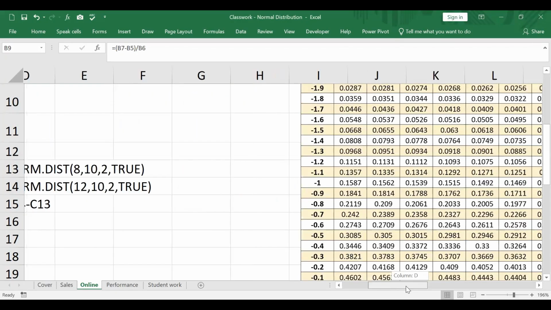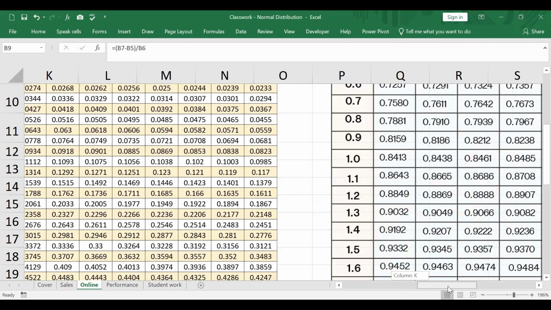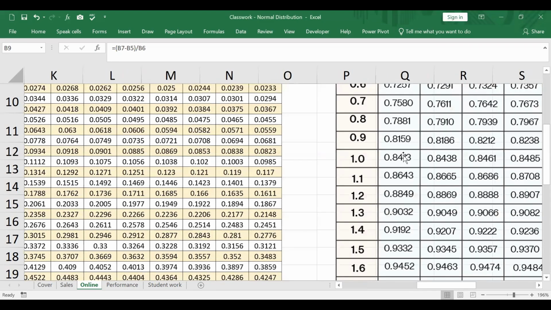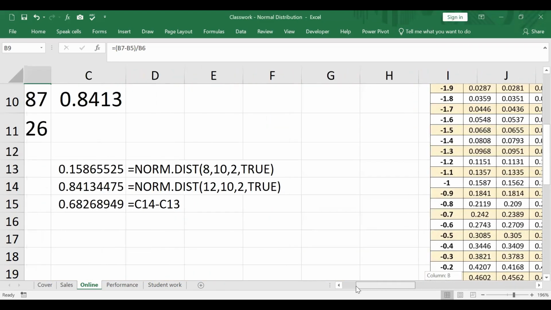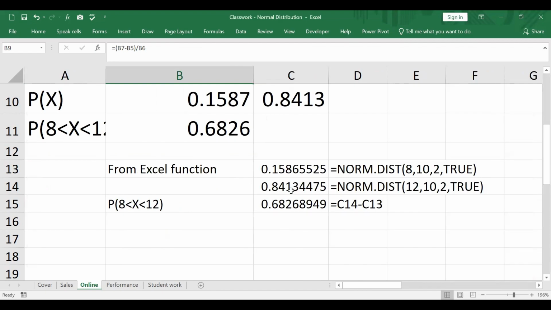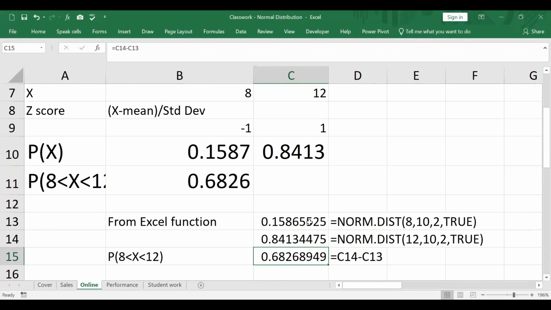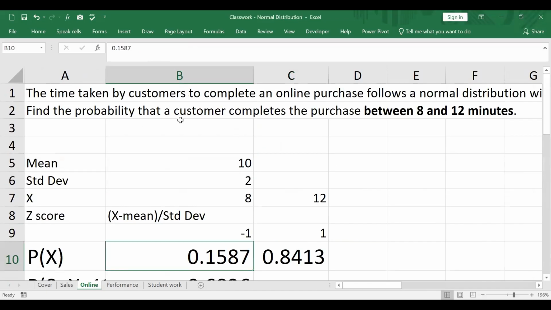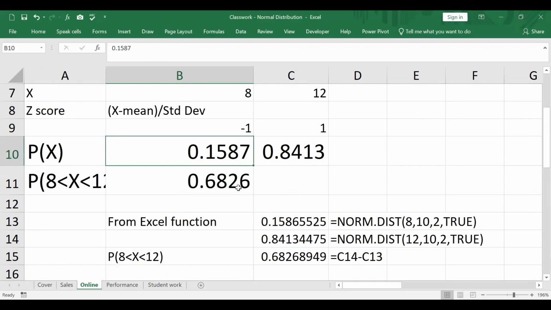1587. For plus 1 is another table, that is 8413. So use that also, 8413. So the difference between 8413 and 1587 comes to 0.6826. So the probability that this customer completes a purchase between 8 and 12 minutes is equal to 68.26%.